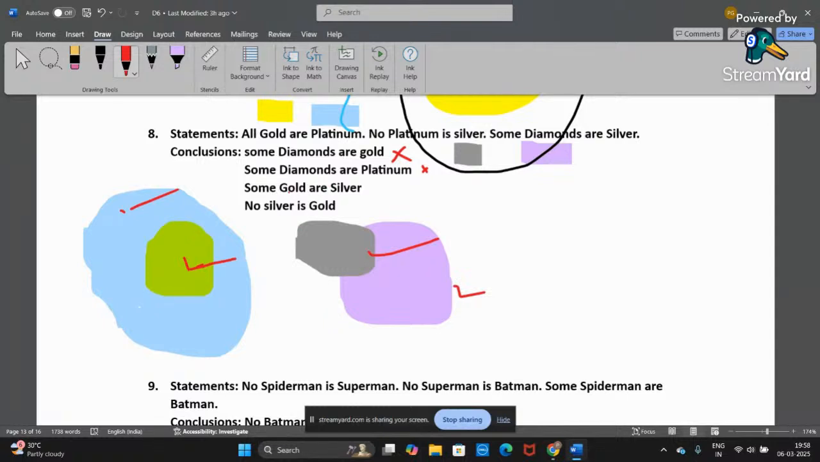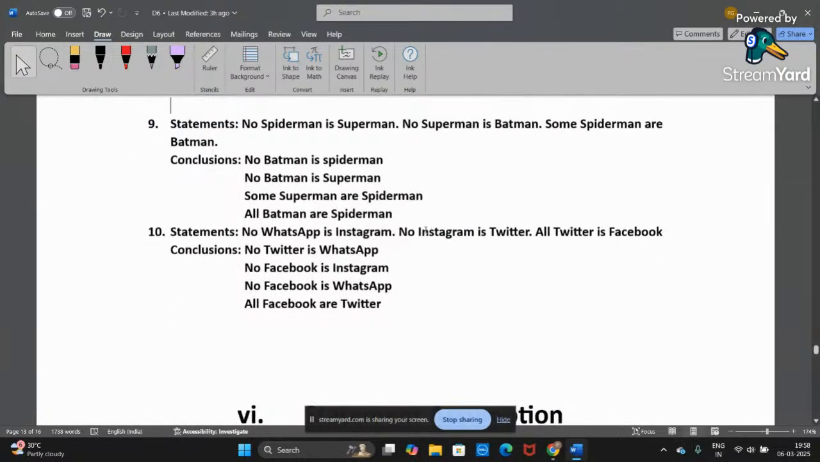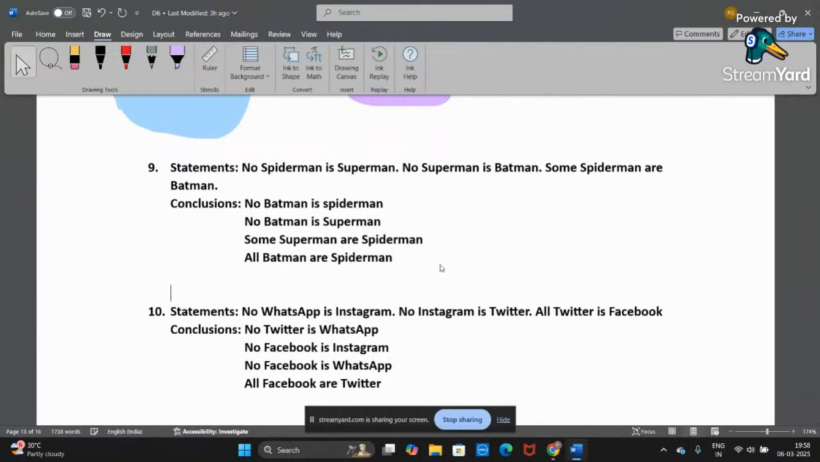Next conclusion. Some gold are silver. Some gold is here, silver is here. Even this is not satisfying. And next one, no silver is gold. Yes, this one is satisfied. See, no silver is gold. Gold is here, silver is separate, gold is separate. So only the fourth conclusion is satisfying. This is how we need to solve the problem. In the same way, let's do it for next one.